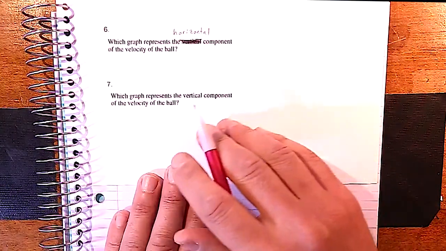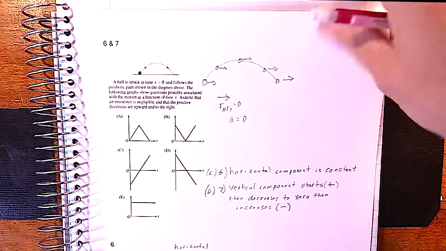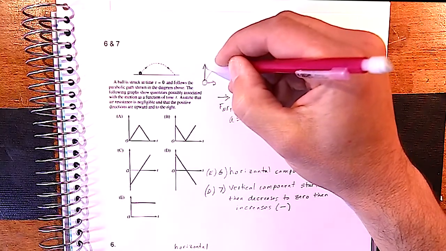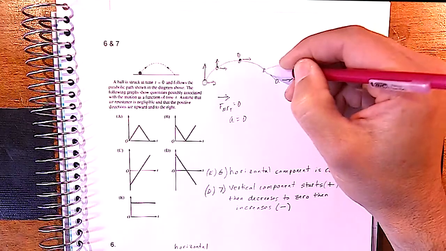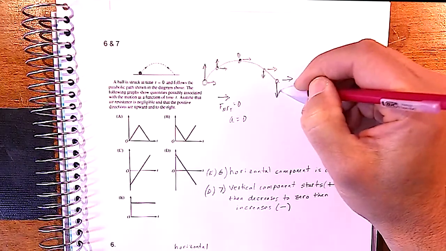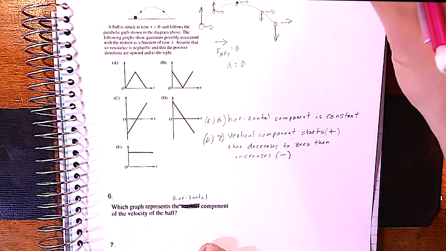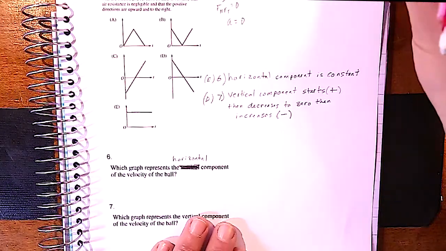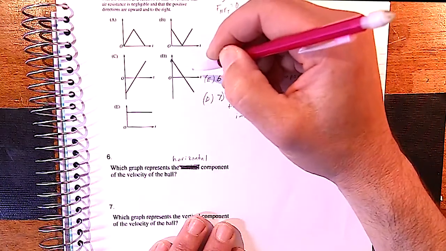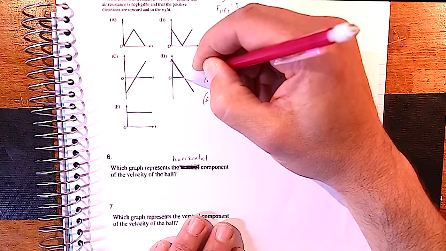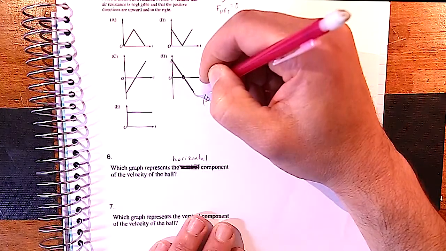And then number 7, which graph represents the vertical component? Well, we know that the vertical component starts out with a large value that decreases to 0 and then increases on the down trip. So what's that going to look like on the graph? Well, the vertical component is going to start as positive and a large value. It decreases till it gets to the top, it stops, then it increases in the negative direction.